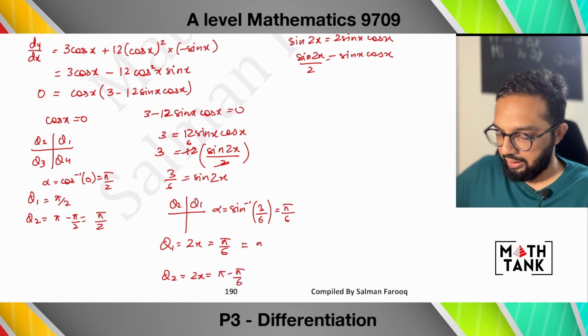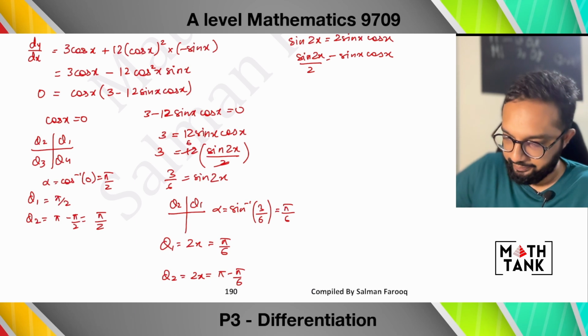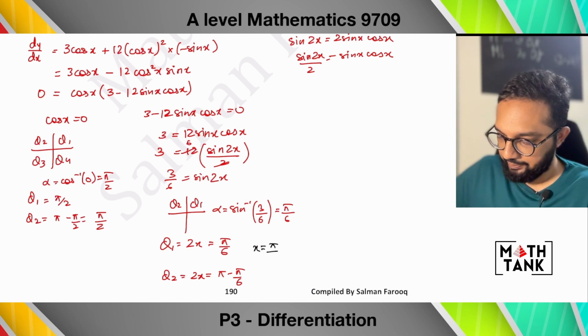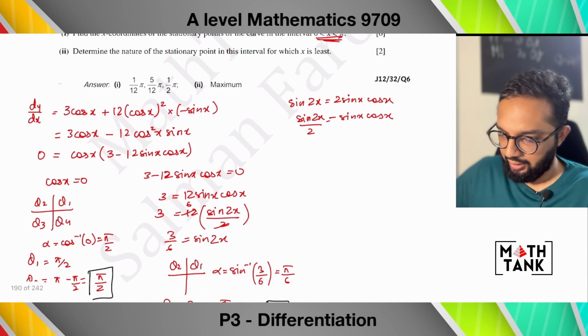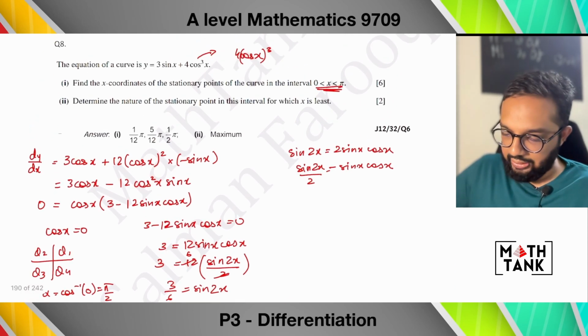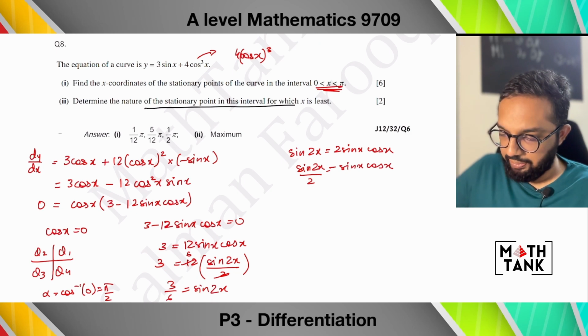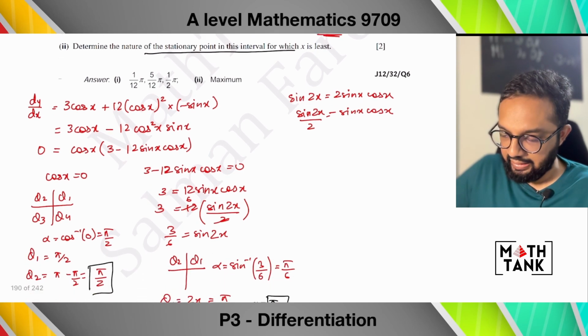So I get x equals pi over 12 and x equals 5 pi over 12. So I have 3 turning points, 1, 2 and 3. Then it says determine the nature of the stationary points in the interval for which x is least.